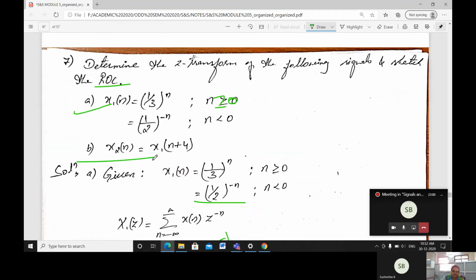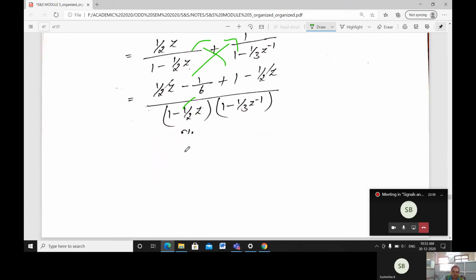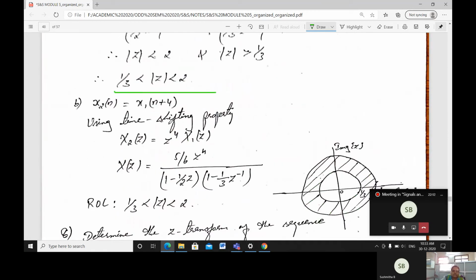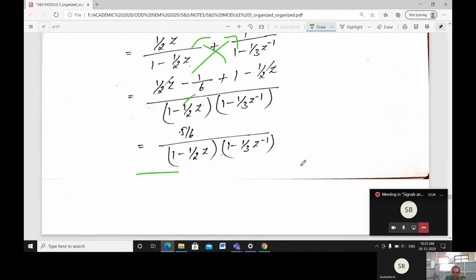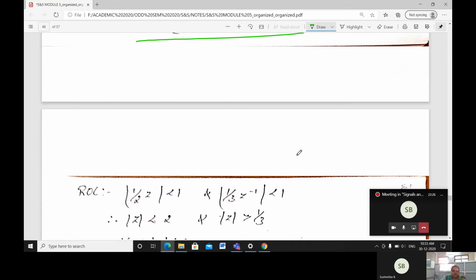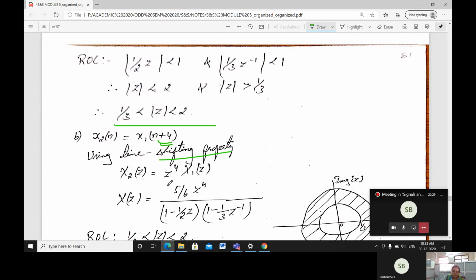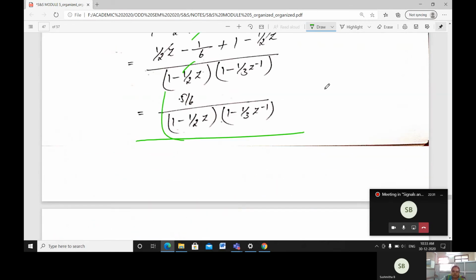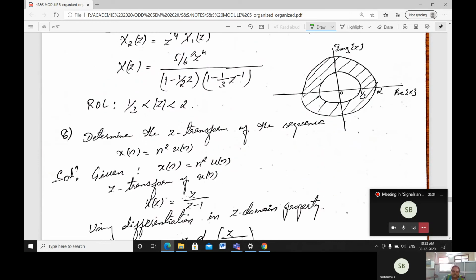Next, B is given as x2 of n is going to be x1 of n plus 4. For this, a shift is going to be n plus 4. Means by using the shifting property, x2 of z is going to be z power, what is the shift? How much is the shift given? That is z power 4 into x1 of z. We already found out what is x1 of z. This is x1 of z, that you have to multiply with z raised to 4.